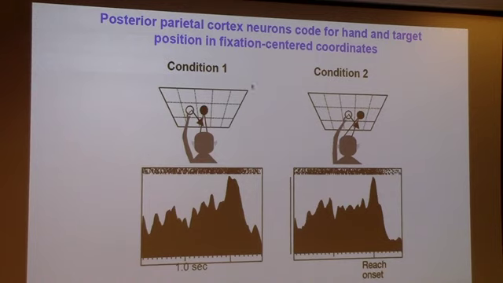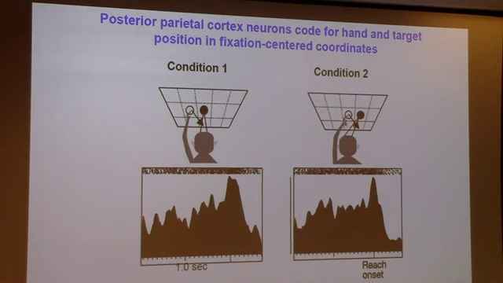So here is that I will ask this monkey, train this monkey to look at a certain point, the black one, and ask him to move his hand to this black spot here, and then I will look at the response of the neurons in the PPC. So this is condition 1, I will see this response, and then I will move these two spots, the red one and the white one, to the right, and then ask him to do the same thing.